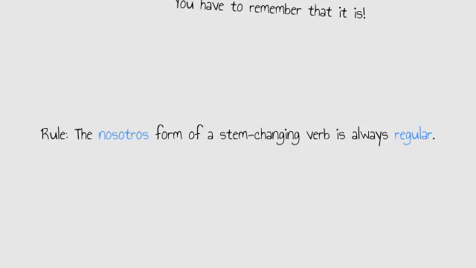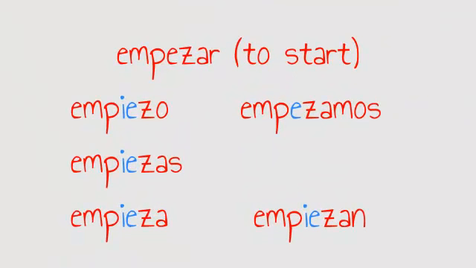So when you're conjugating a verb like empezar, which you know is stem changing now, you'll change that E to an IE, except for the nosotros form. Let's look at that again. We have empiezo, empiezas, empieza, empezamos, empiezan.